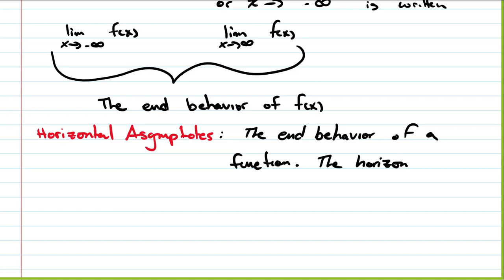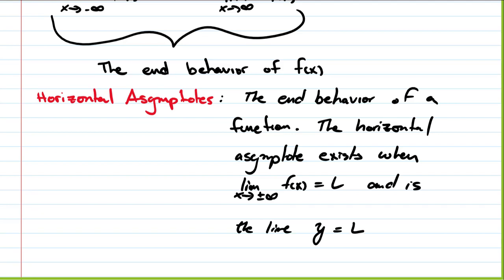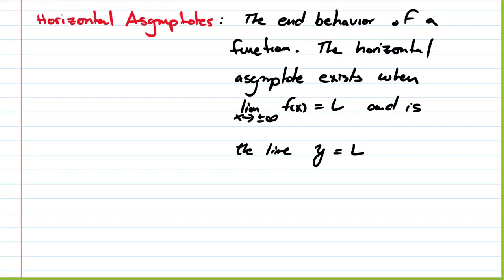A horizontal asymptote exists when the limit as x goes to plus or minus infinity of f of x equals L, and is the line y equals L. So in our previous math classes, we found horizontal asymptotes using some algebra. We're going to connect those ideas to limits in calculus and generalize them, because calculus allows us to find horizontal asymptotes of any function, whereas what we did in previous classes was only really effective on finding horizontal asymptotes for rational functions, or the ratio of two polynomials.